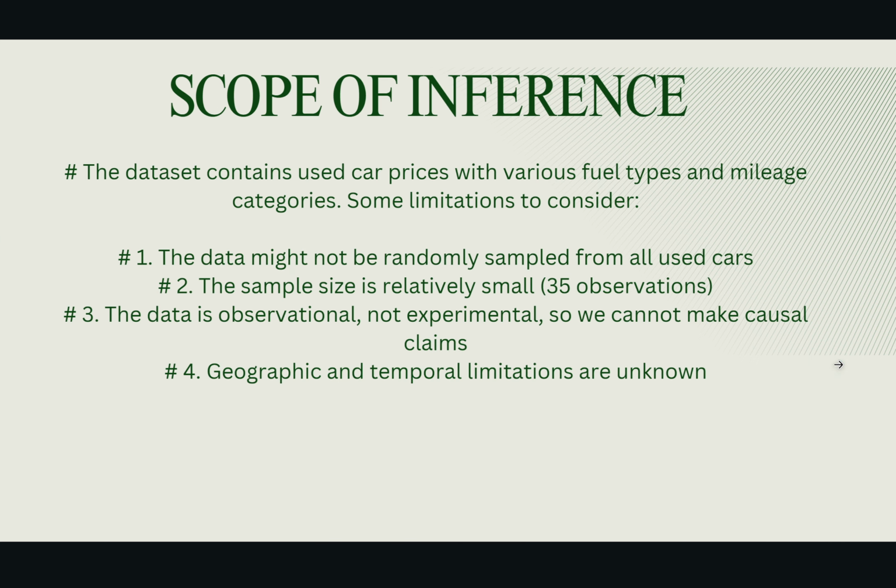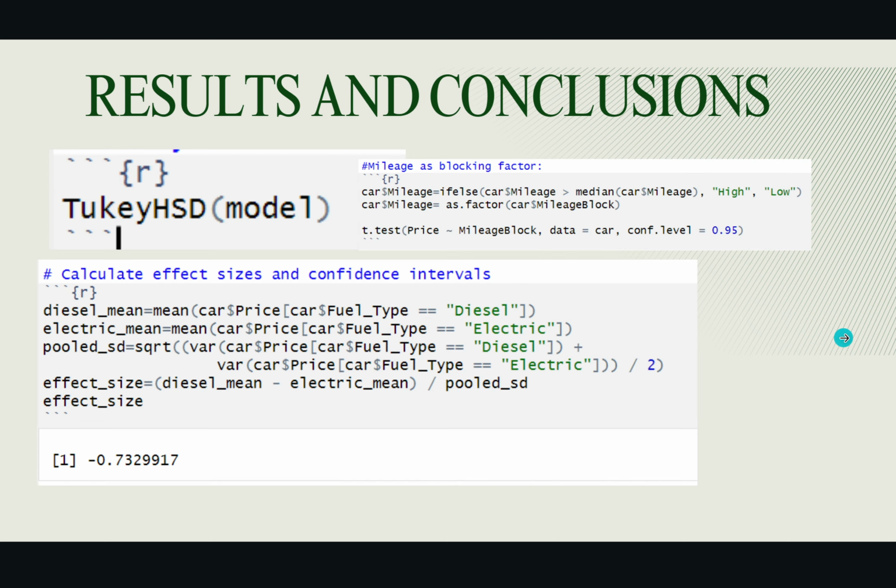So overall, the scope of inference. There are various fuel types and mileage categories, but I still wanted to consider some limitations, considering that the data may not be randomly sampled from all used cars. The sample size is relatively small with 35 observations, however, it still works as I met that normality condition. Overall, the data is also observational, not experimental, so we cannot make causal claims, and then the geographic and temporal limitations are unknown. And overall, here are the results and conclusions doing the Tukey HSD model.